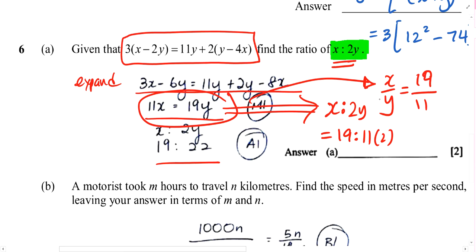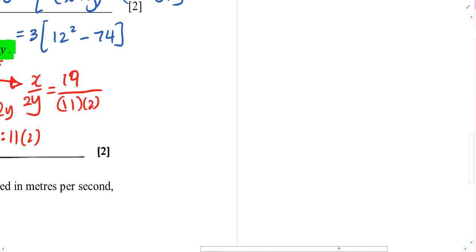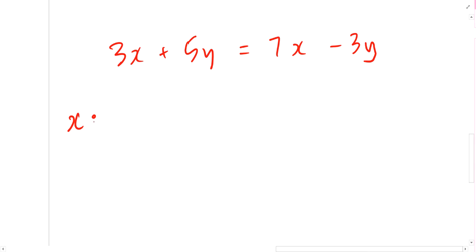So if you do it fraction, you put a 2 over here, you also must put a 2 over here. So 19 over 22. Do you need more of such questions to practice? Yes or no? Okay, let's create one question right now. 3x plus 5y equals to 7x minus 3y. Find the ratio of x to y.